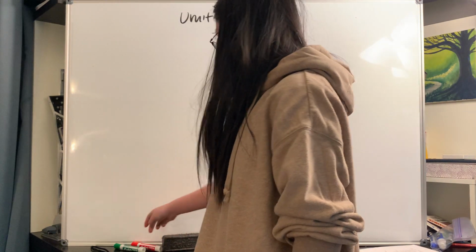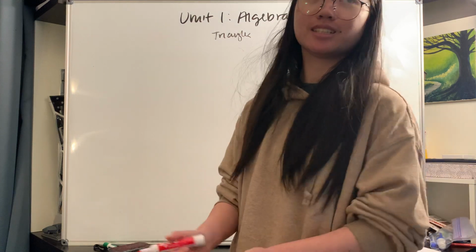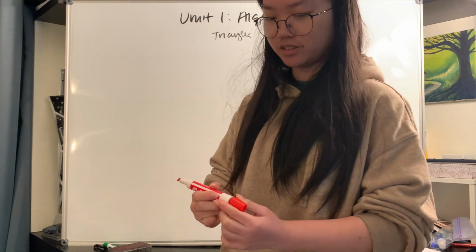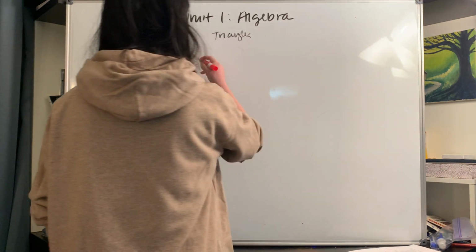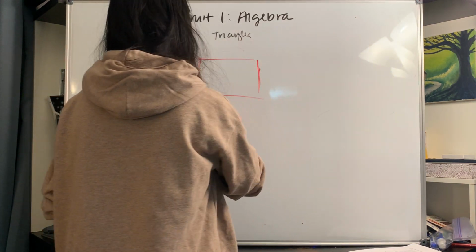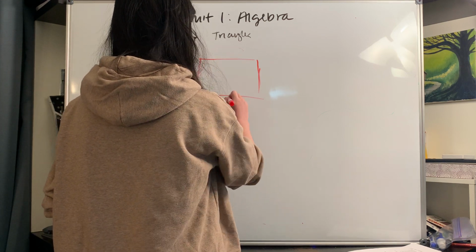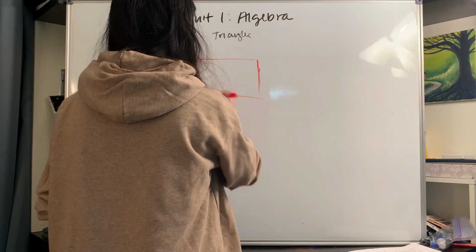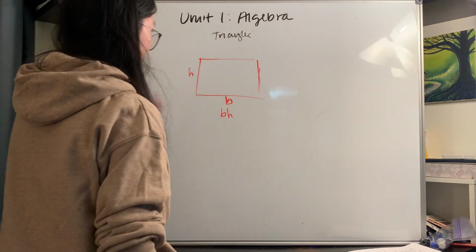Okay, well, as a reminder, here is the area formula for a triangle. It is half of that of a square, or any rectangle actually. So if you have a rectangle like this, the area of this rectangle we know is base times height, where this is height and this is base, right? So this is the area of a rectangle.